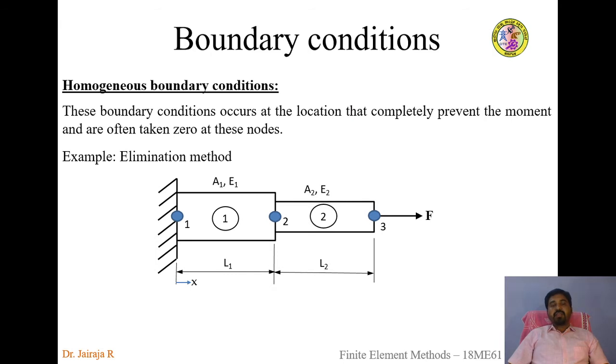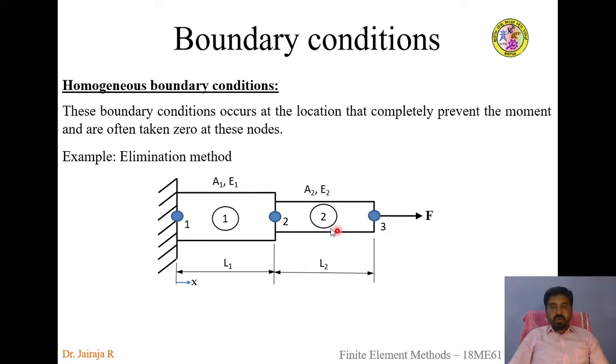In general, there are two types of boundary conditions. One is homogeneous boundary conditions and the other is non-homogeneous boundary conditions. Homogeneous boundary conditions occur at locations that completely prevent the movement and are often taken as 0 at these nodes. Example for homogeneous boundary condition: elimination approach.